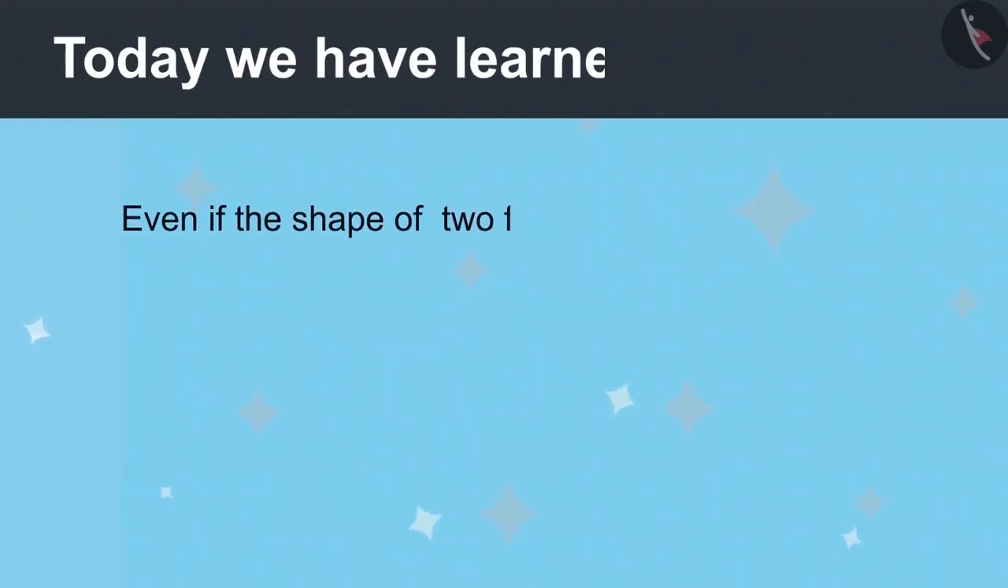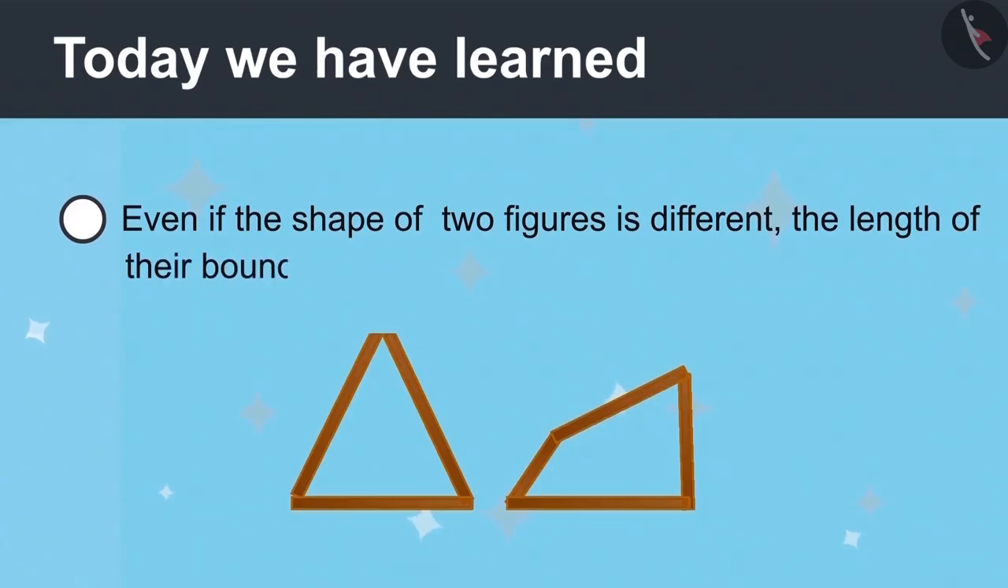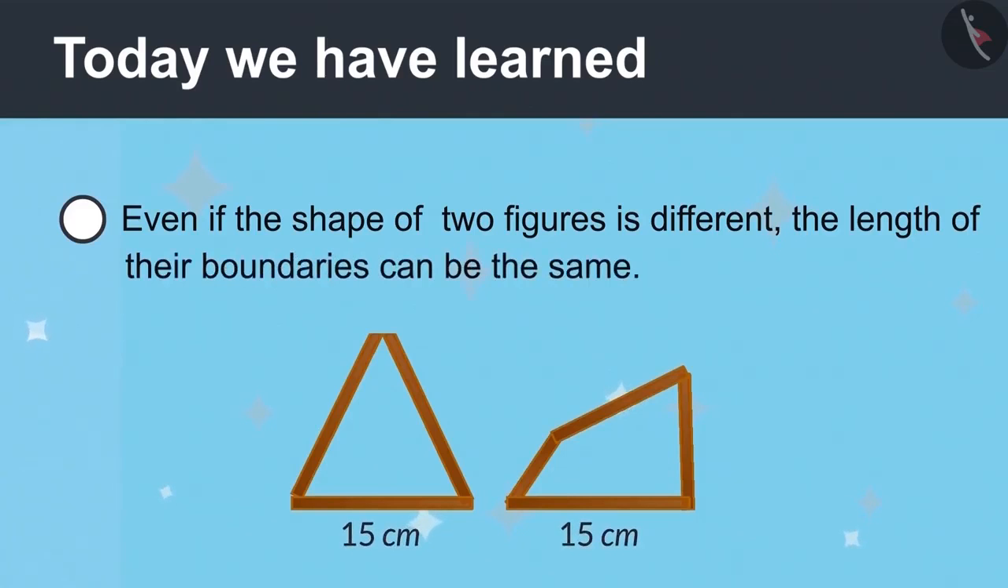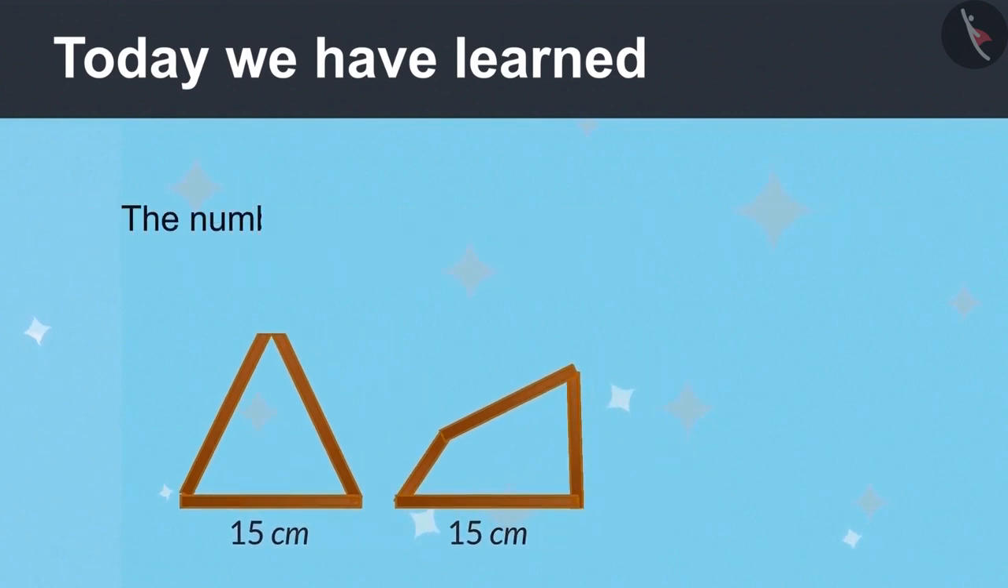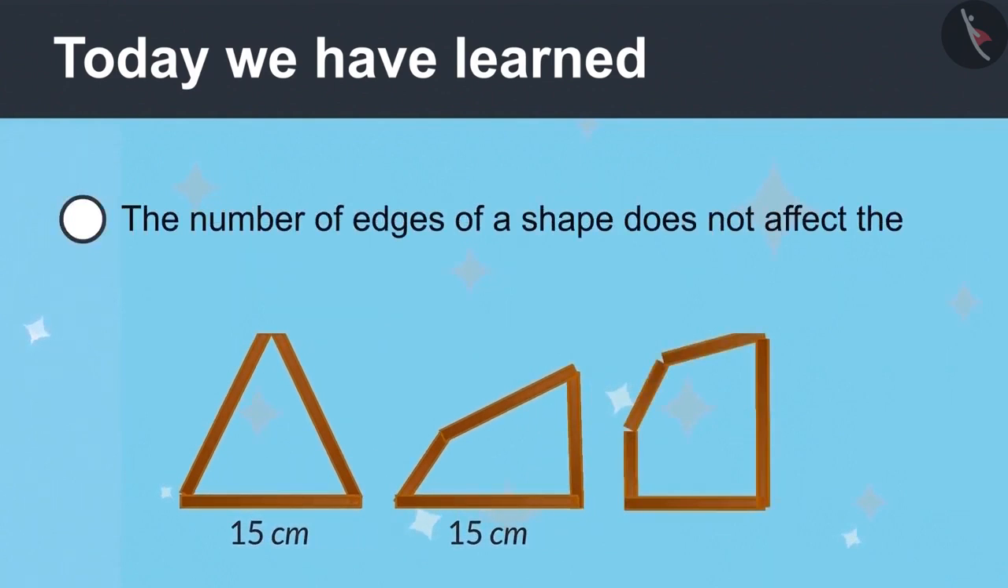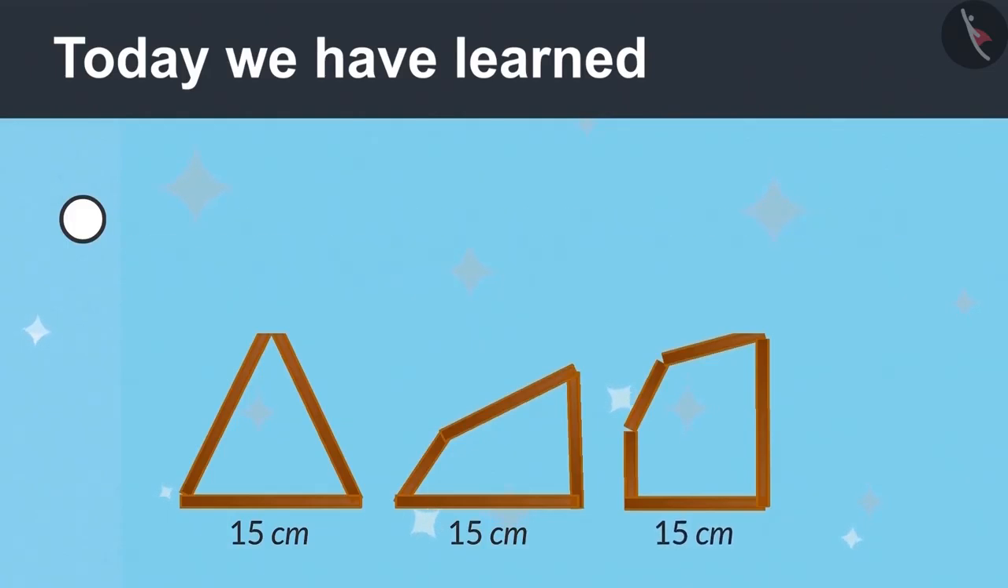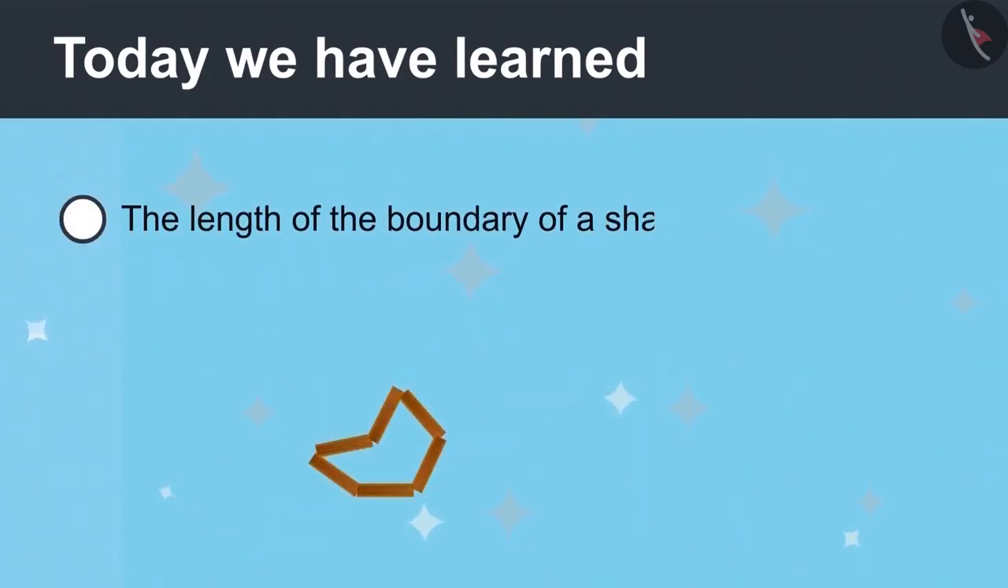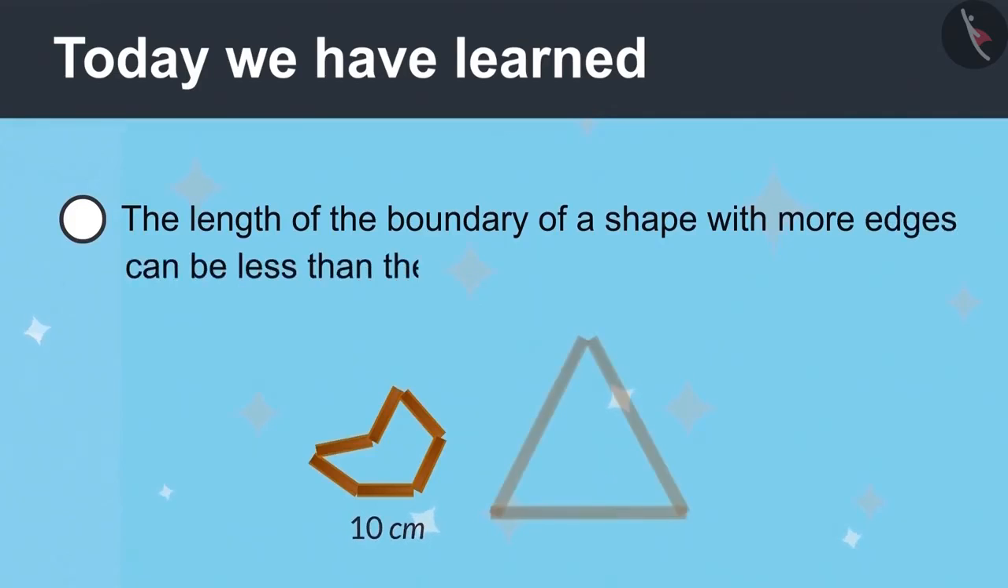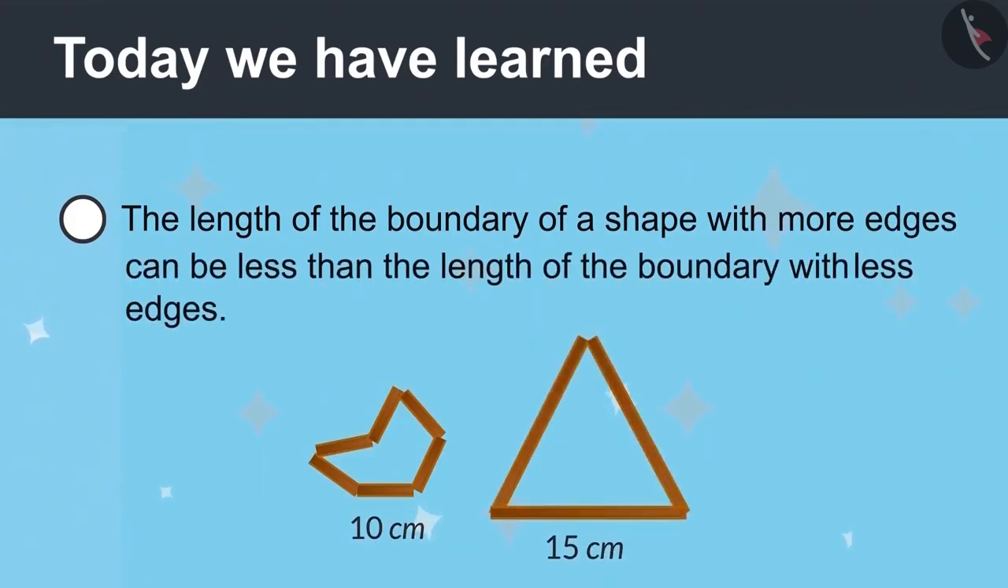Today we have learned that even if the shape of two figures is different, the length of their boundaries can be the same. And the number of edges of a shape does not affect the length of its boundary. The length of the boundary of a shape with more edges can be less than the length of the boundary with less edges.